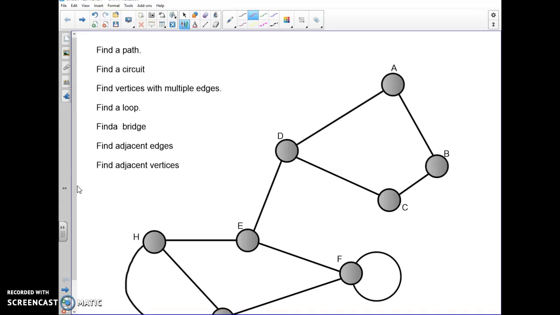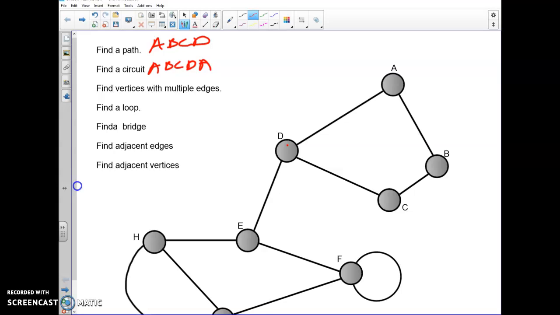A path, just make sure it starts somewhere and ends somewhere different. That's a path: A, B, C, D. Whereas a circuit is A, B, C, D, A. The key is I never lift my pencil on a path. I never lift my pencil on a circuit. But a circuit returns to the original vertex.